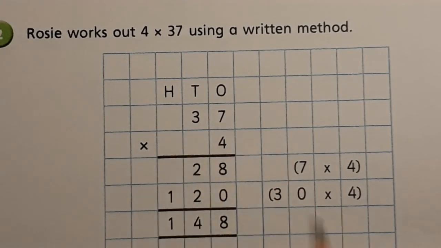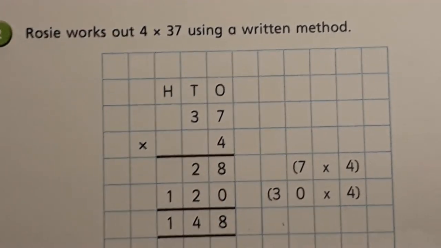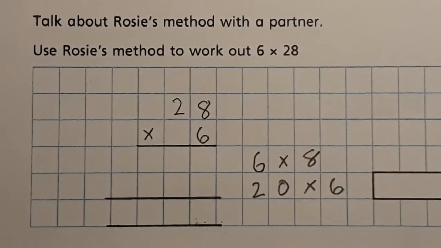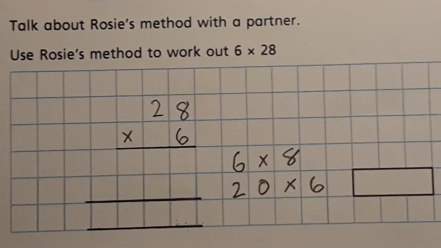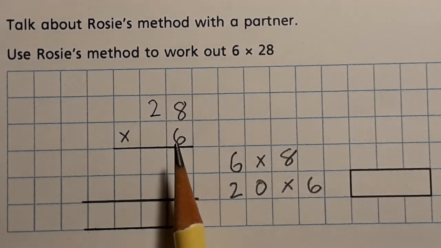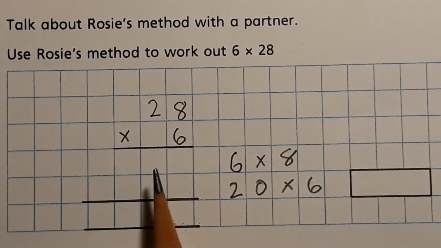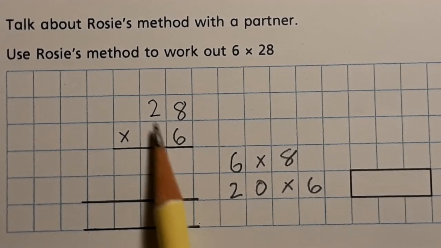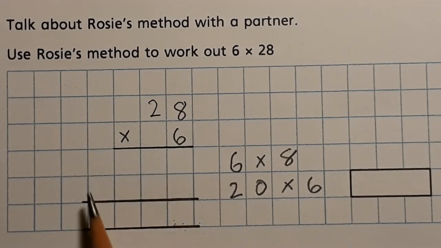Okay, so that was the worked example that we'd just done, and then underneath that it says talk about Rosie's method with a partner. Well, we've just done that. You're my partner today. And use Rosie's method to work out 6 times 28. Okay, so we'll be partitioning and we'll be doing 6 times 8 and then 6 times 20 and adding them together.